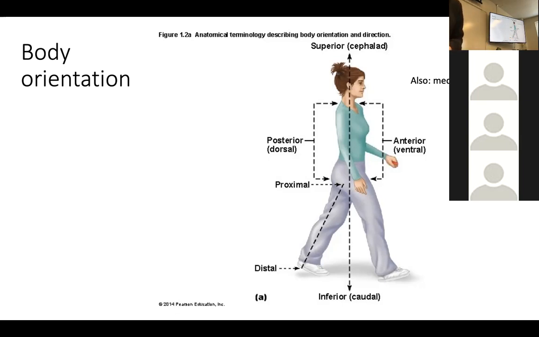Superficial and deep are the last two. Those are also not on the diagram. Superficial is towards the surface of the body. Deep is deeper within the body. So what's a good example? Your skin would be superficial to your lungs. Your skin is closer to the surface of the body compared to your lungs, right? So deep versus superficial.